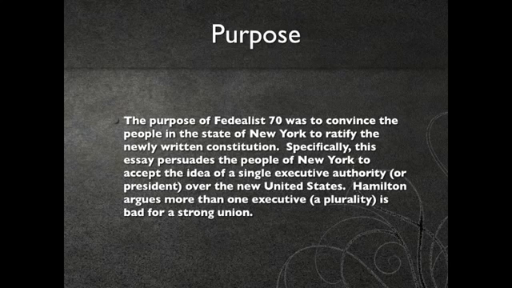So when we get to the document, I will show you where the main thesis of Federalist 70 is, but for identifying the purpose here, we know that it was written to the people of New York in general to get them to ratify the Constitution, but specifically to get them to accept the idea of a single president or a single executive over what's called a plurality, or having more than one president.